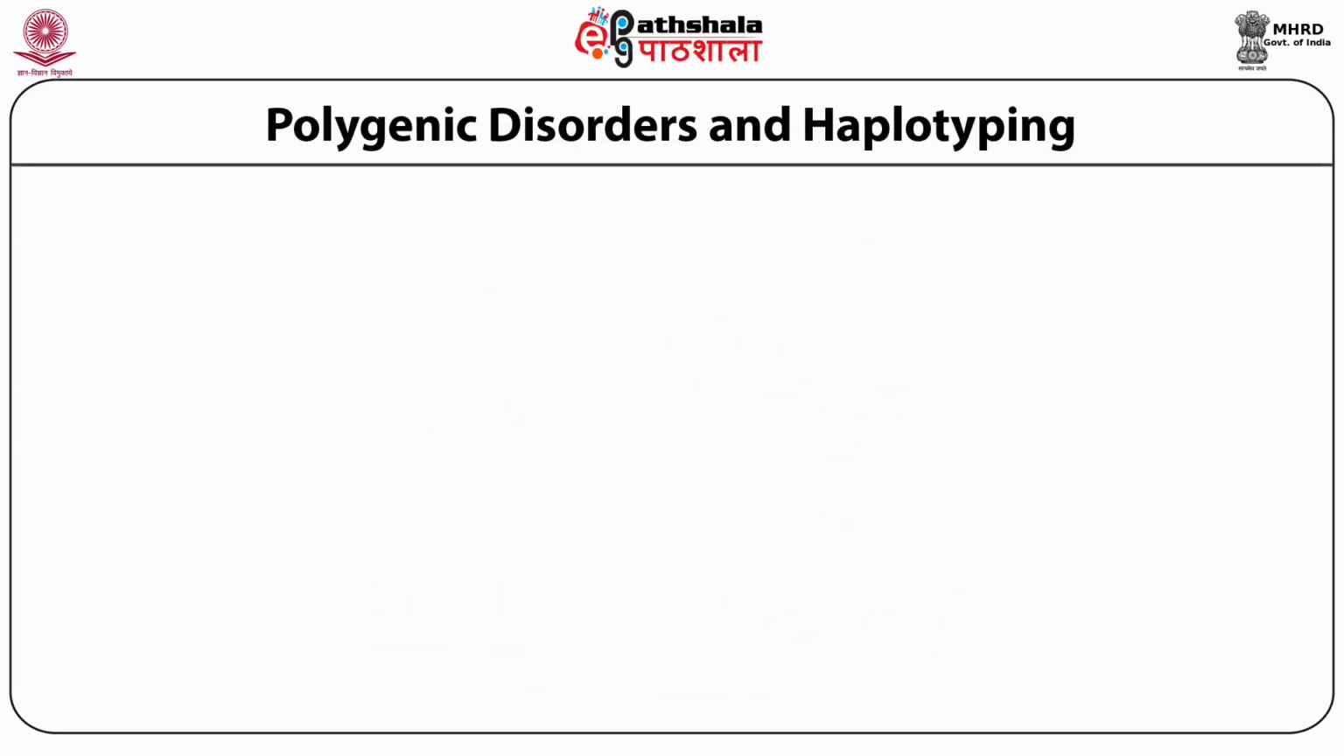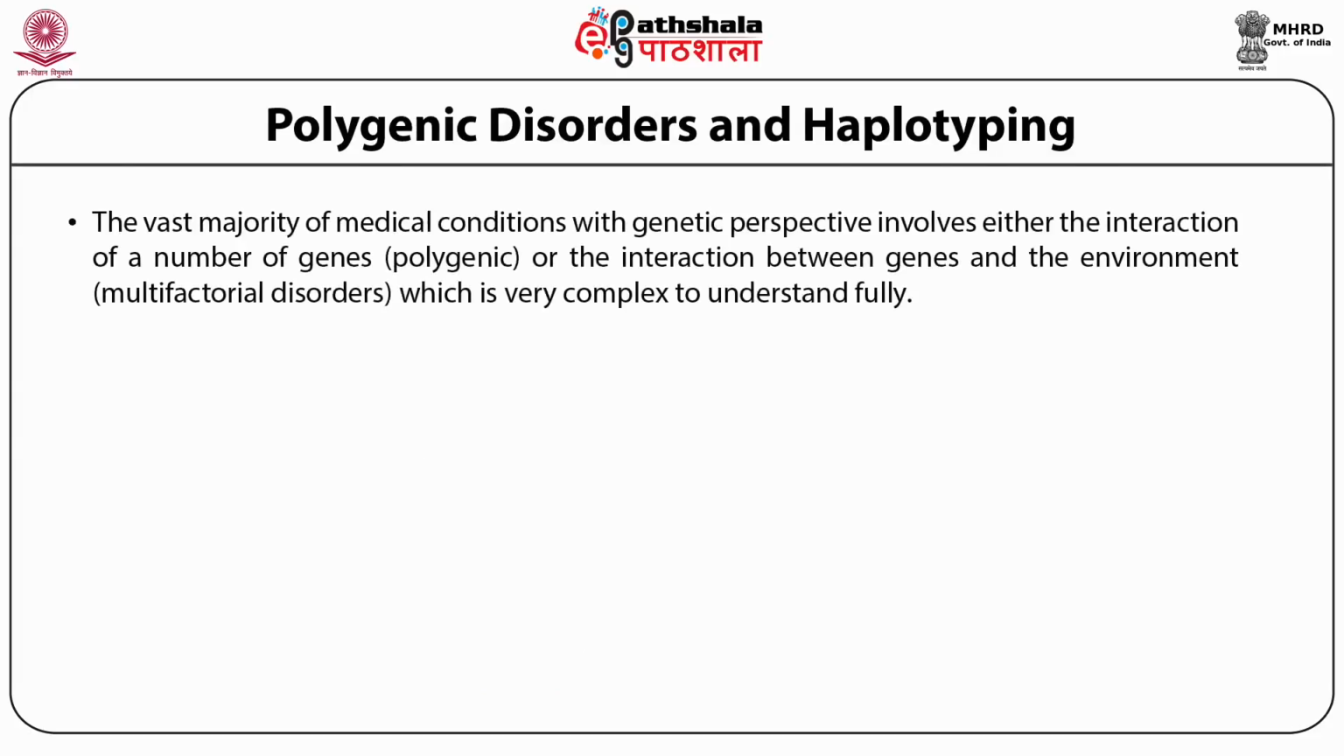Then we see polygenic disorders and haplotyping. The vast majority of medical conditions with a genetic perspective involve either the interaction of a number of genes, that is polygenic, or the interaction between genes and the environment, that is multifactorial disorders, which is very complex to understand fully, as reported by Trent in 1997.